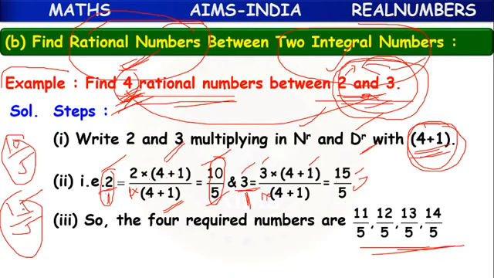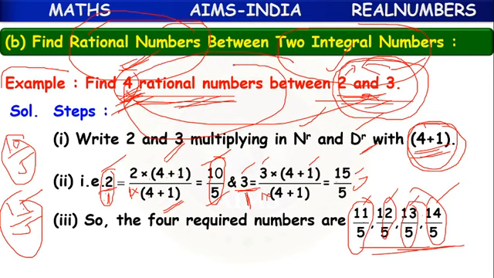Between 10 and 15, what integers will come? 11 will come, 12 will come, 13 will come, 14 will come. So we can write them as fractions: 11 by 5, 12 by 5, 13 by 5, 14 by 5. In this way, as many rational numbers as we want, we can insert between the given integral values.